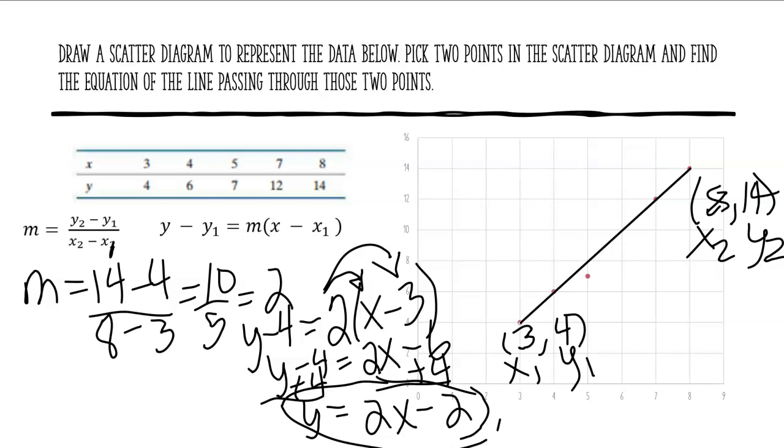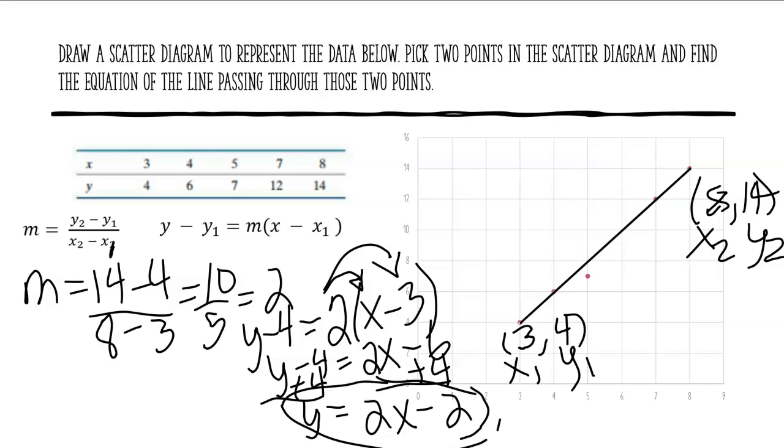And one thing that we use this line for is to make predictions about other values that may not be observed. So for example, we don't have an observed value at 6. So we can use this line to make a prediction of what the y value would be when the x is 6. And we could say it would be 10, all right? And that is how we use it.